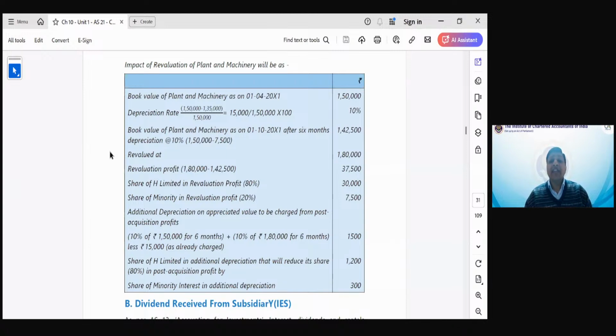Now, this revaluation gain will belong to two parties. What are those? Of course, H, which will get 80% of this, and minority, which will get 20% of this. So this revaluation gain will be allocated amongst two parties: holding company and minority, in their ratios. Yes or no?